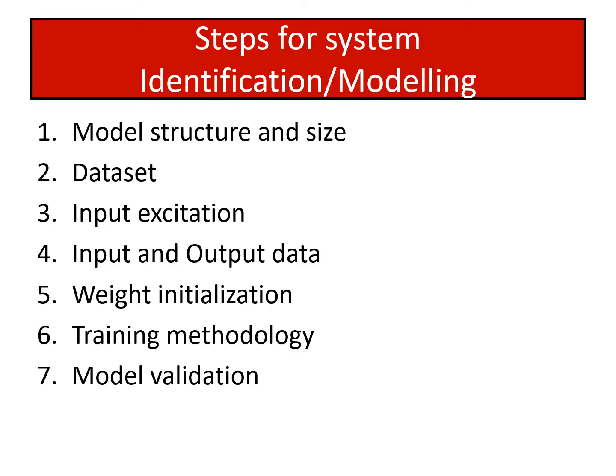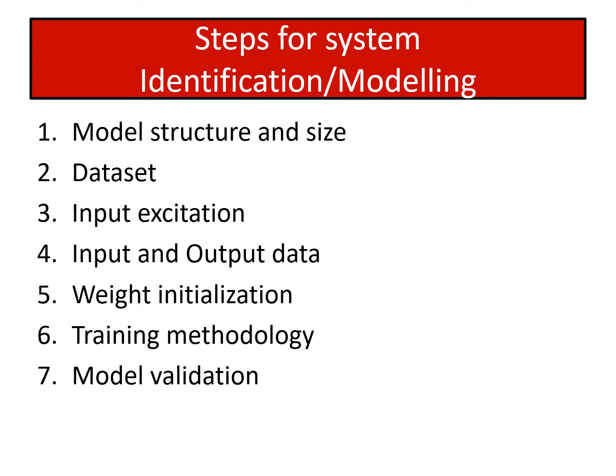These are the basic steps we have to follow when we want to do system identification or modeling using neural network. The neural network is mainly in terms of the structures, the neural network topology: the number of nodes, the layers, and so on. So these are the basic steps that we need to follow if we really want to get a good, robust neural network.